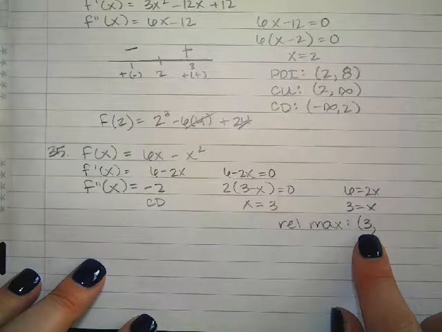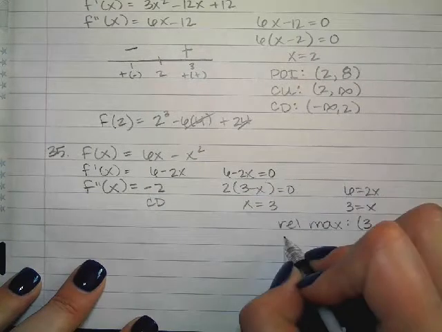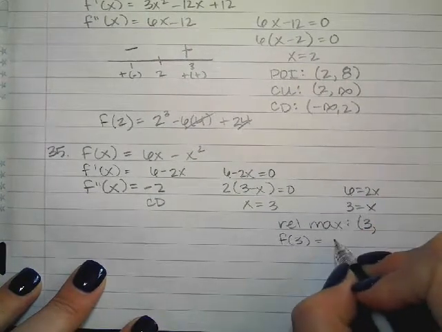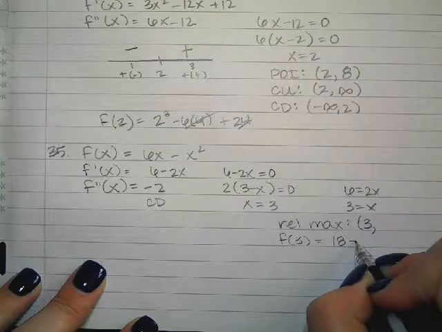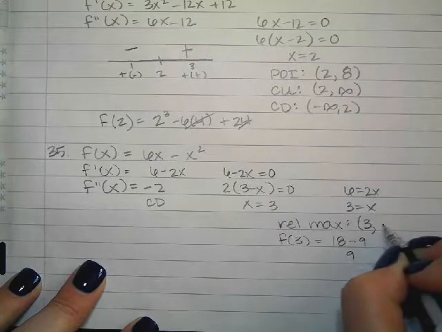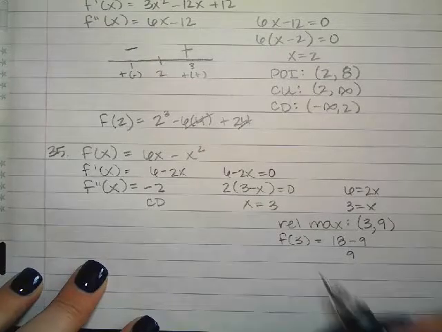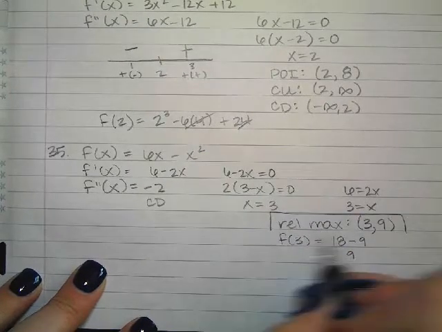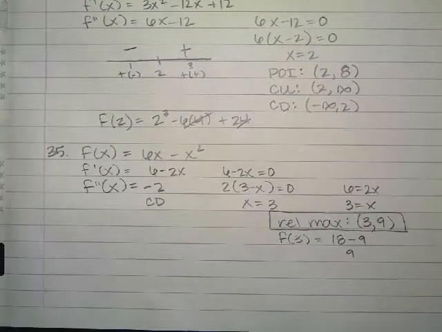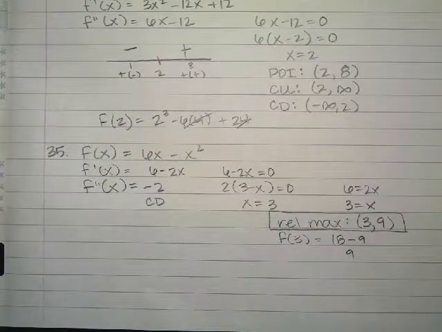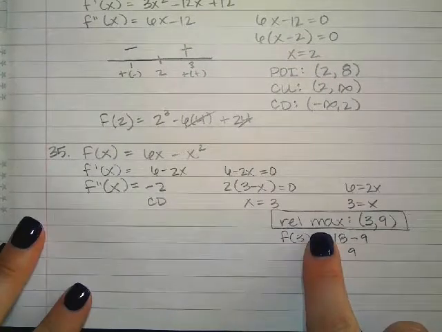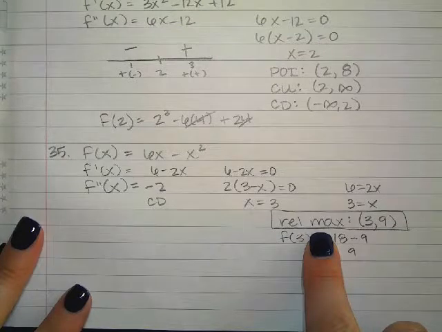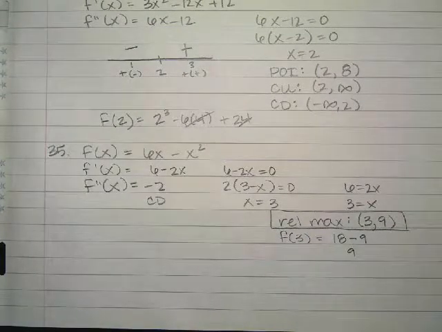What are we going to do to find the y-coordinate? Plug it into the original. Regular 18, minus 9, which is 9. All right. How'd you get the 36? You got 6 squared. I mean, sometimes when you make a mistake, you go all the way with it, you know? Does that make sense how we got relative max?